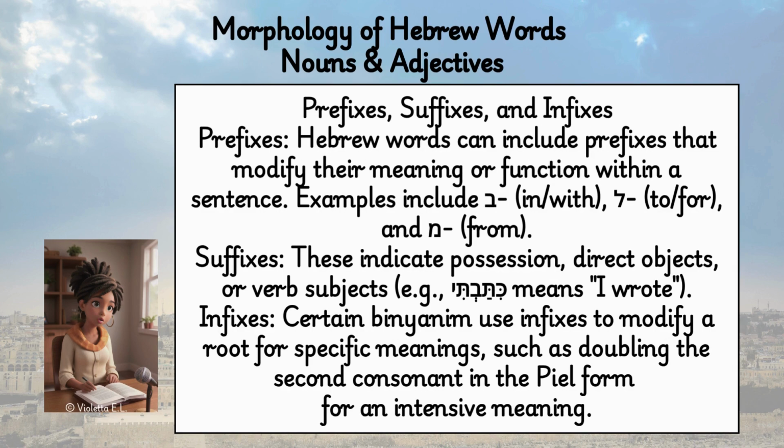Prefixes, suffixes, and infixes. Prefixes. Hebrew words can include prefixes that modify their meaning or function within a sentence. For example, bet, in or with, lamed, to or for, and mem, from. Suffixes. These indicate possession, direct objects, or verb subjects, e.g. katavti means I wrote. Infixes. Certain binyanim use infixes to modify a root for specific meanings, such as doubling the second consonant in the Piel form for an intensive meaning.